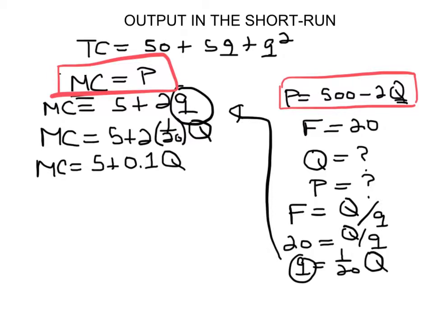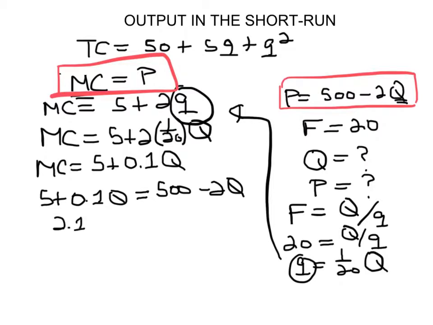So 5 plus 0.1Q equals 500 minus 2Q. And now I have big Q on both sides, so I can solve for big Q. So this is 2.1Q equal to 495, right? Which gives Q equal to about 236.